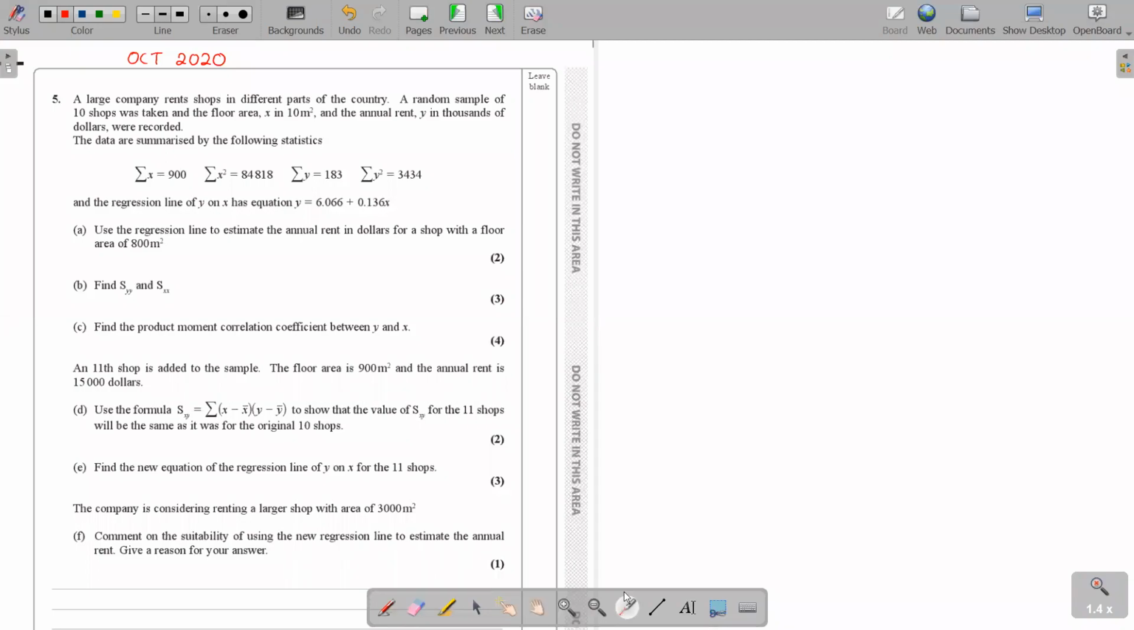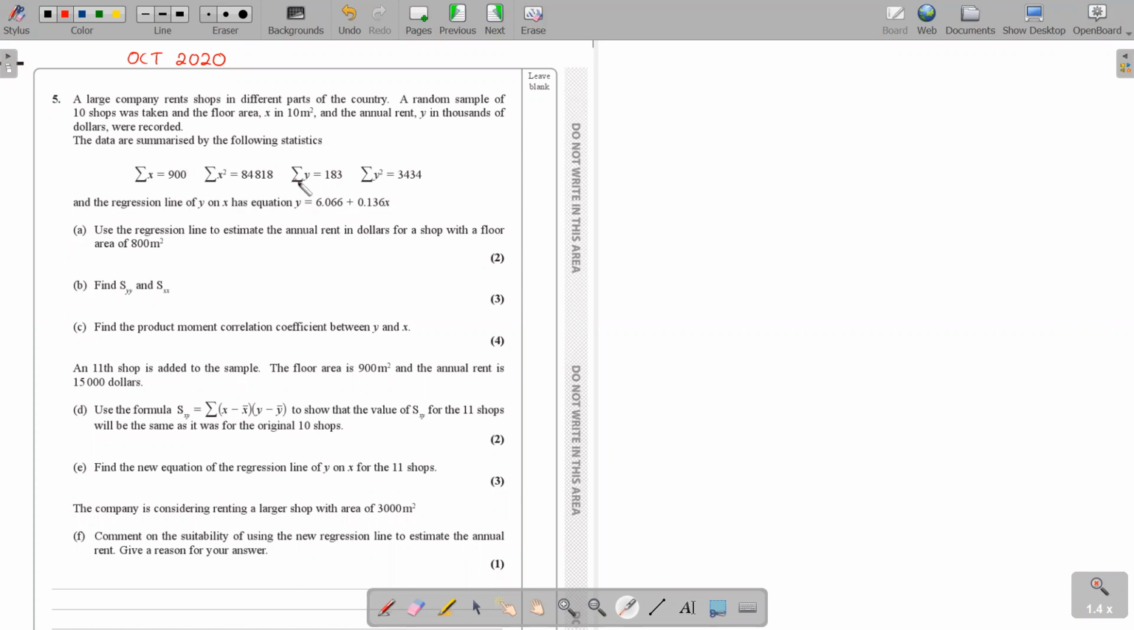Okay, so I'm moving to question number 5 in the October 2020 Statistics Paper 1. They say a large company rents shops in different parts of the country. A random sample of 10 shops was taken and the floor area X in 10 square meters and the annual rent Y in thousands of dollars were recorded.